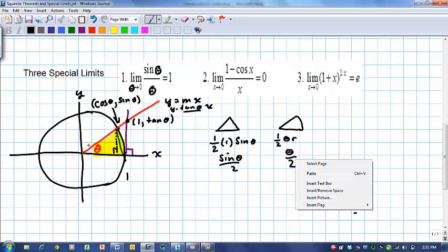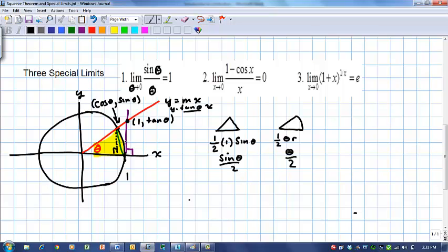Okay, and now if we look at the bigger triangle here, this is actually a right triangle. The height of that triangle is the tangent of theta, and the base is 1. So 1/2 the base times the height gives us the area is tangent theta over 2. All right, so we know that the area of this triangle is less than the area of the sector is less than the area of the big triangle.